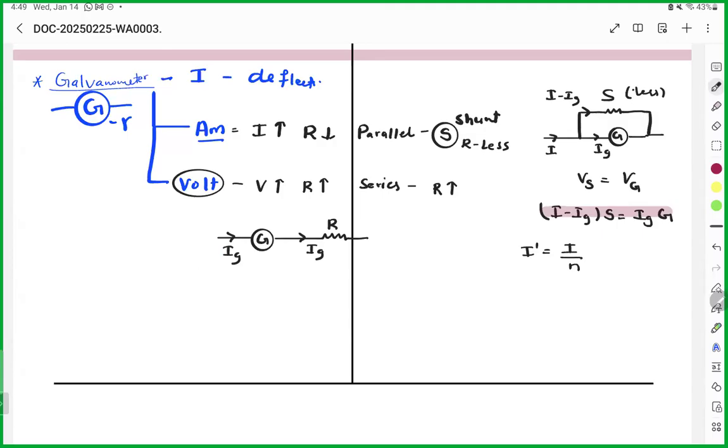So if current is the same, it means their potential will be different. For example, potential through this is Vg. If you have total potential supply as V, then it will be Vg here, and this will be V minus Vg. Correct? Any doubt? Because potential in series is different, current remains the same.